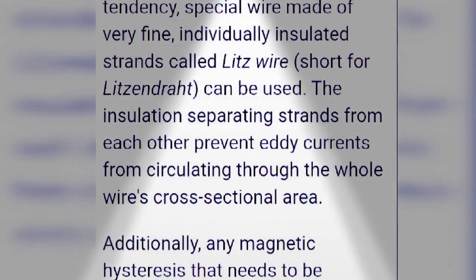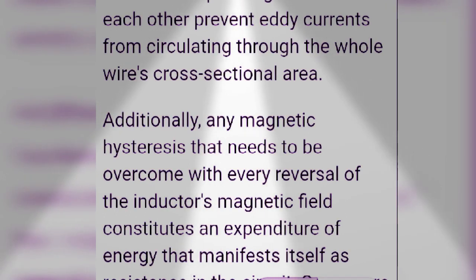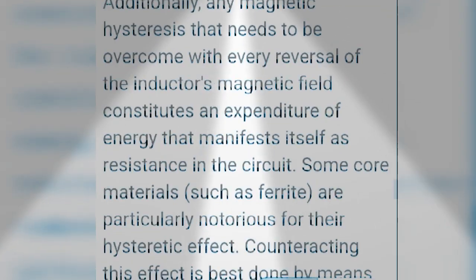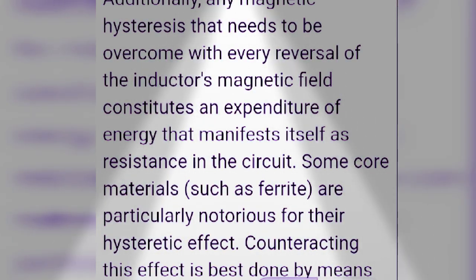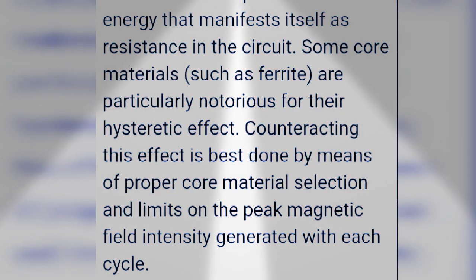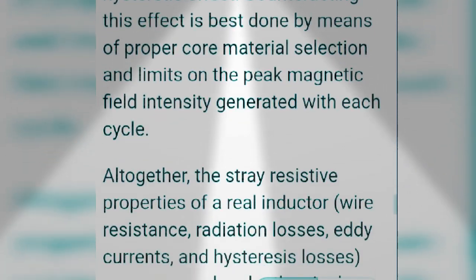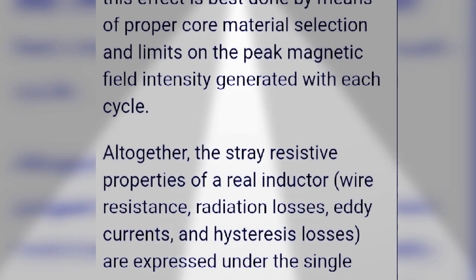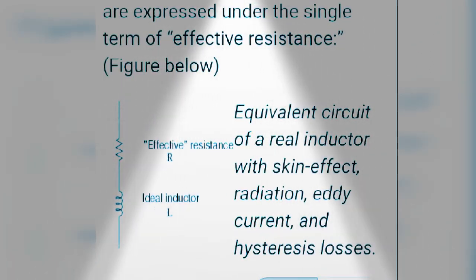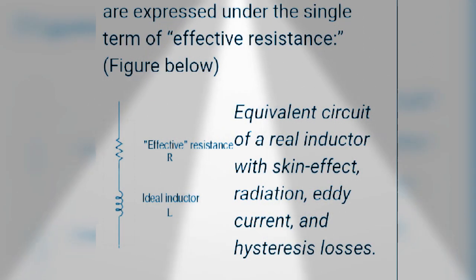Additionally, magnetic hysteresis has to be overcome every cycle of an inductor's magnetic field, contributing to an expenditure of energy that manifests itself as a resistance in the core materials such as ferrite and powdered iron. This hysteresis effect is best reduced by proper material selection and by limiting the peak magnetic field intensity generated in each cycle. The straight resistance of the real conductor wire, skin effect, radiation loss, eddy current and hysteresis losses are all expressed under a single term of effective resistance in the equivalent circuit of a real inductor.